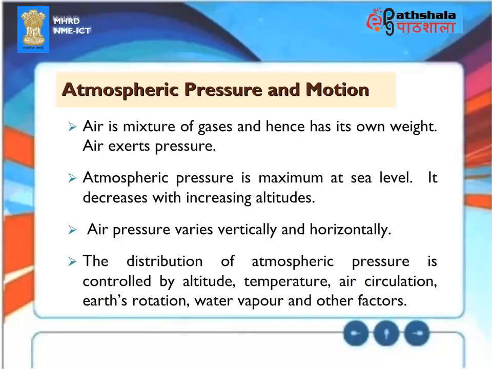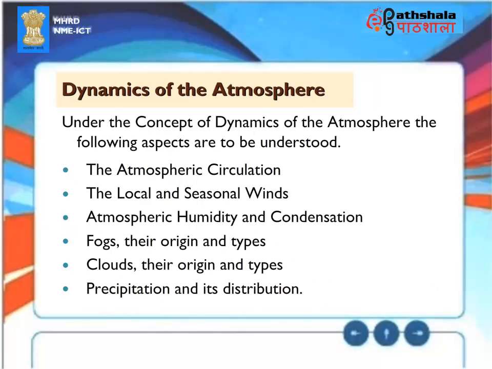Atmospheric pressure and motion. Air is a mixture of gases and hence has its own weight. Air exerts pressure. Atmospheric pressure is maximum at sea level. It decreases with increasing altitudes. Air pressure varies vertically and horizontally. The distribution of atmospheric pressure is controlled by altitude, temperature, air circulation, Earth's rotation, water vapor, and other factors.